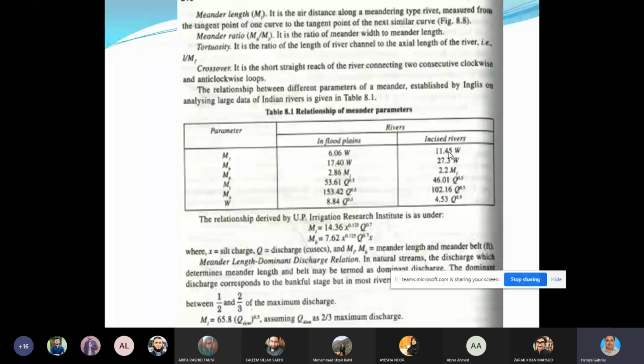Then even if you don't have the effective width, if you have the discharge of that river, from there also you can find the meander length. Like in a floodplain river, the meander length is 53.61 times discharge raised to power 1.5. So if you only measure the discharge, you can find the meander length and meander belt. And if you want to find the width, that can also be found with the help of the discharge formula.